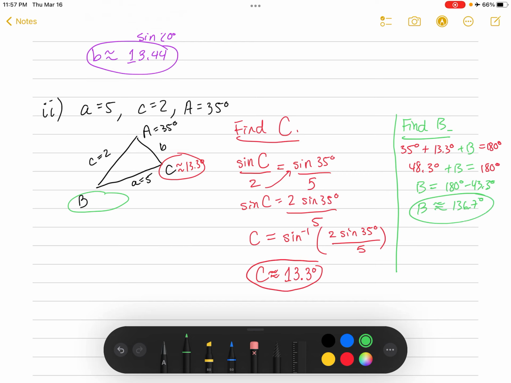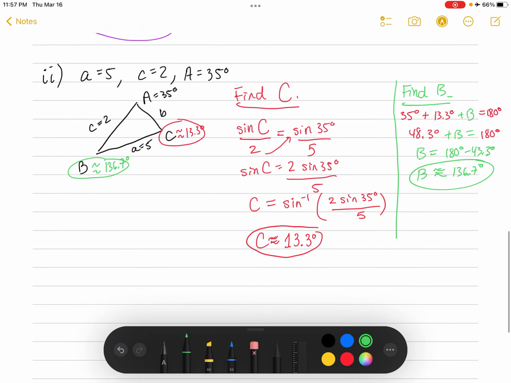And really that's approximate, because we approximated earlier. Remember, we approximated C as 13.3, so it's approximate because we're relying on the fact that C is approximately 13.3. So B is 136.7 degrees. You can see I didn't draw the triangle to scale, because that angle obviously doesn't appear to be 136.7 degrees. It's much smaller. 136.7 is an obtuse angle, and I drew an acute-looking angle. But your pictures don't have to be accurate. Mine's not accurate. Okay, so we got big C and big B.